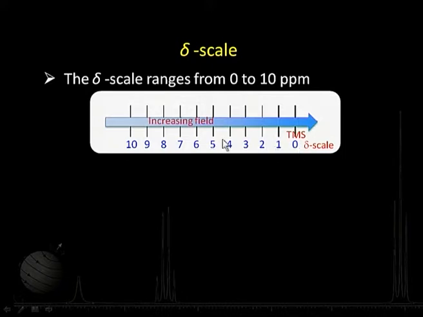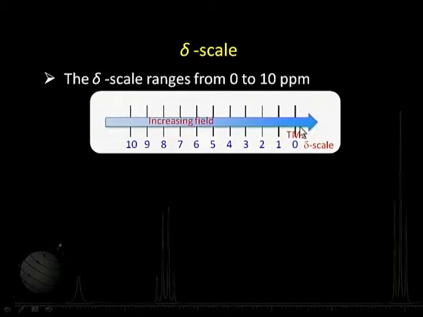Then there are different values of delta which are possible: 1, 2, 3 up to 10. Some protons, say in the case of acids, go beyond 10 also. You can get a signal at even 12 and so on. In some rare extreme cases, protons can have a negative delta value, because they come even upfield of TMS. But most of the molecules we deal with fall somewhere from 0 to 10 ppm. That is typically how we talk about the delta scale.